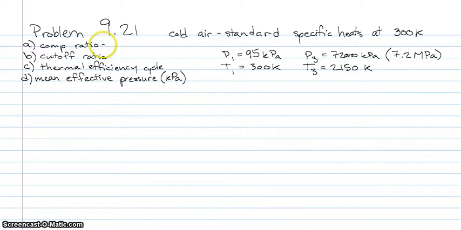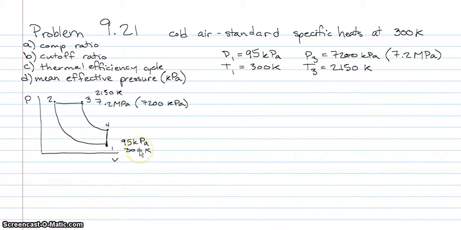Problem 9.20 asks us to find the compression ratio, cutoff ratio, thermal efficiency, and the mean effective pressure. The values given are the pressure at state 1, the temperature at state 1, and then the highest pressure and highest temperature, which is at state 3, because it is a diesel cycle. Next we want to do a PV diagram. So here we have the PV diagram.